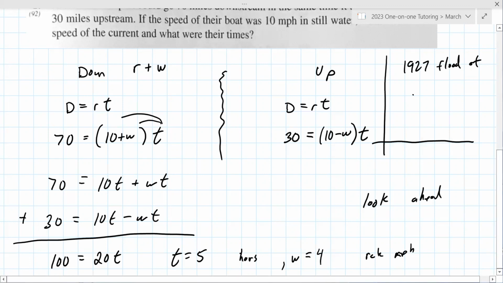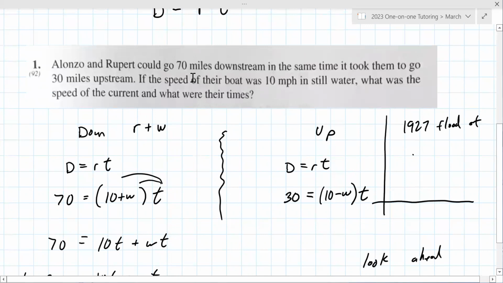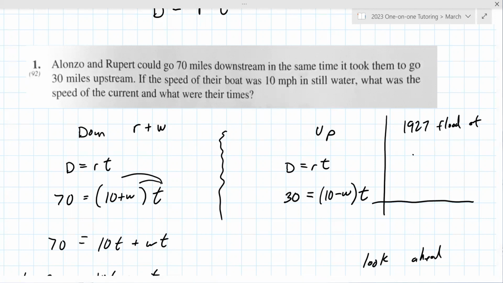Okay. All right, now some reasonableness things here. Typically the speed of the water is less than the boat, because if it wasn't, it would be moving backwards. So there's some reasonableness there to your answers. So any questions on that? No. Okay, we'll do another problem here.